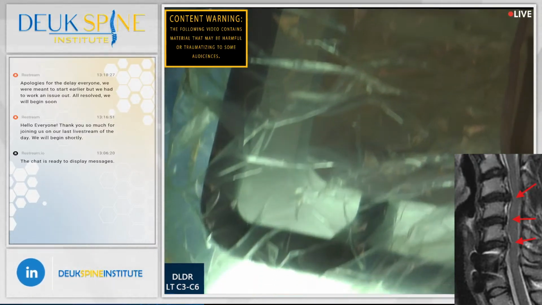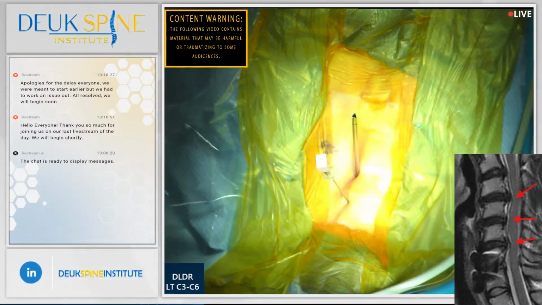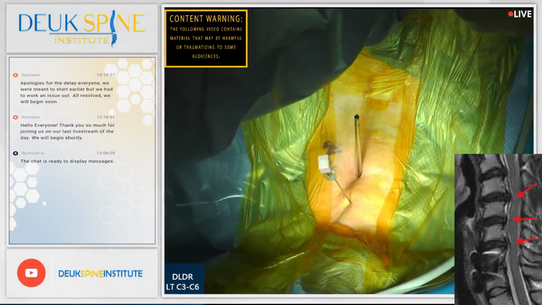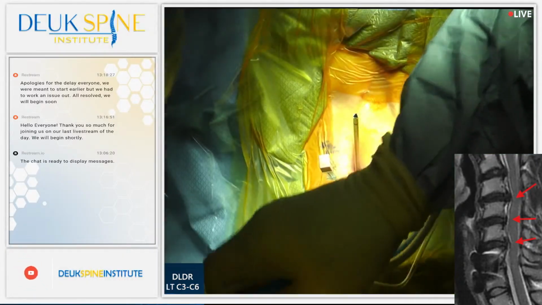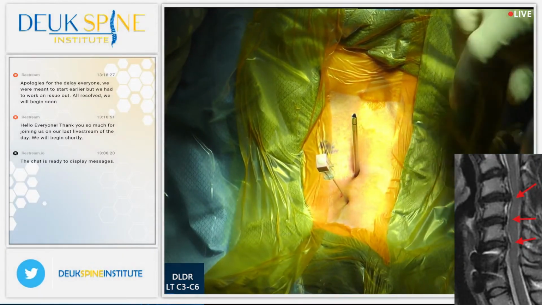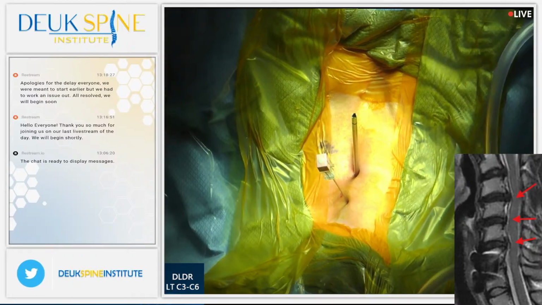All right, we're in. I'm going to bring the laser in with the endoscope, and we're going to remove the herniation, debride the annular tear, and get this lady on the road to recovery. Any questions?